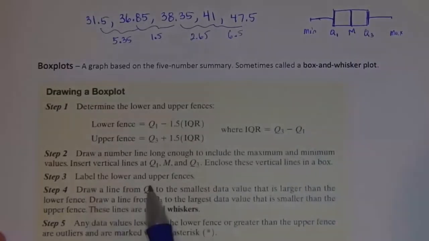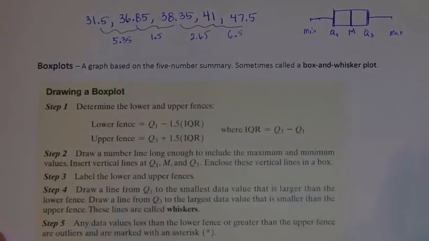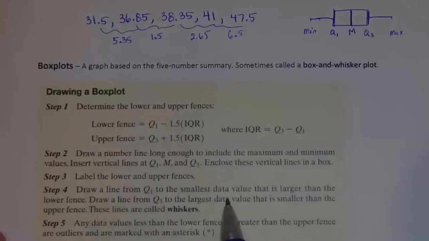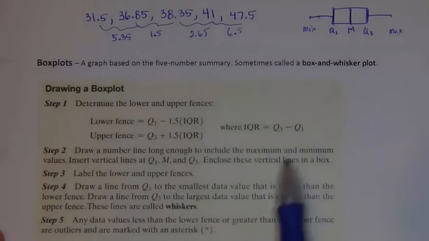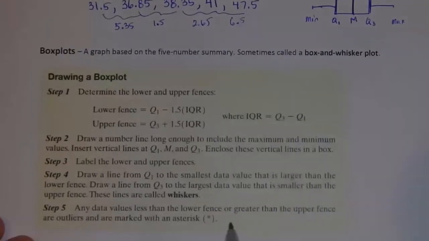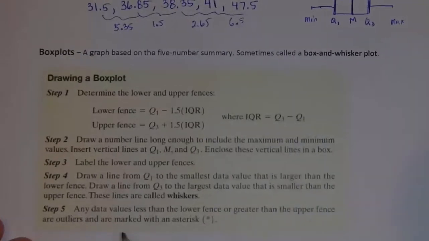Label the lower and upper fences just so we can determine outliers. Draw the line from Q1 to the smallest data value that is larger than the lower fence, and then draw a line from Q3 to the largest data value that is smaller than the upper fence. These are called the whiskers. And then if we have any outliers, we're going to denote those by some other mark, such as an asterisk. It doesn't have to be an asterisk, but that's what we'll typically use.